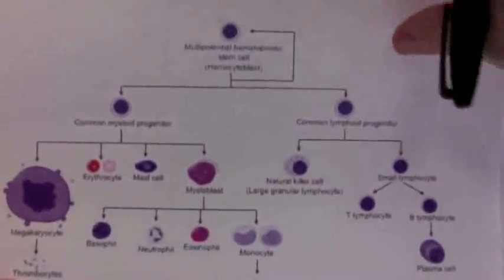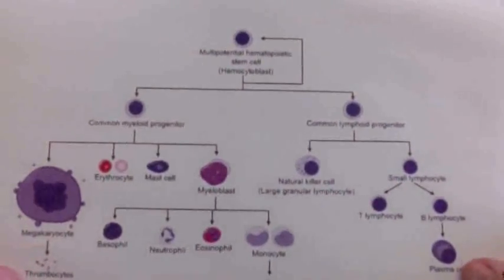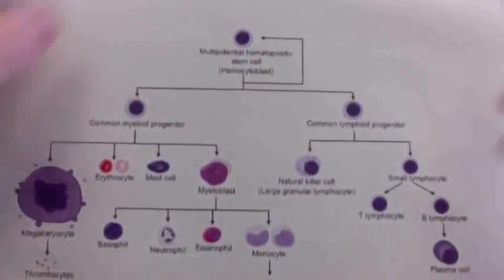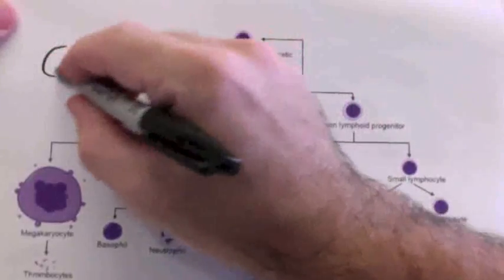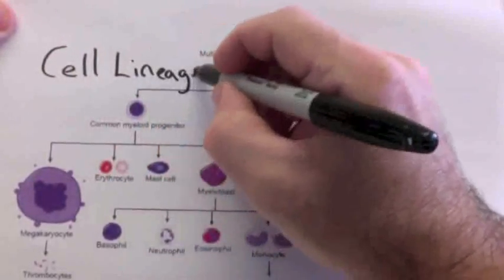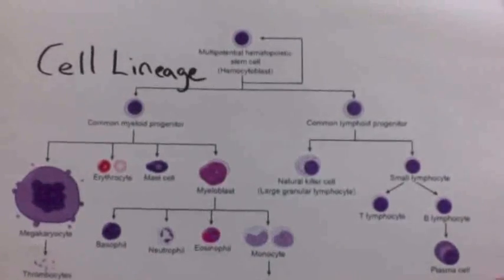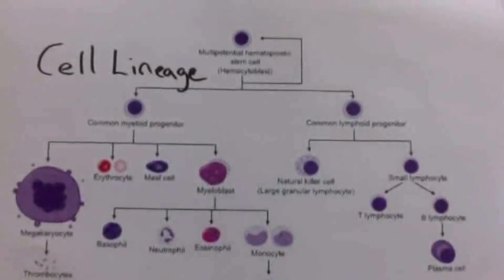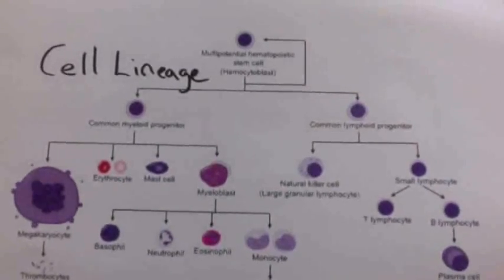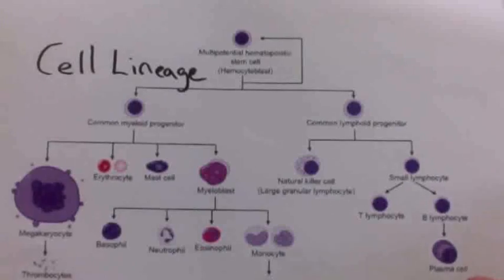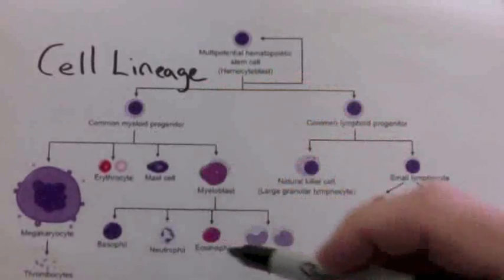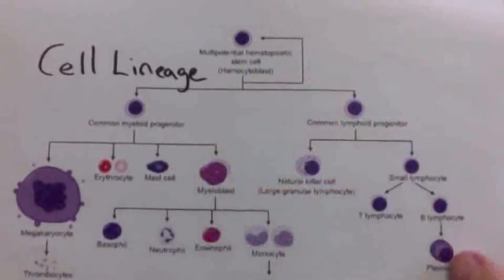So this is a picture, actually a simplified picture, of the cell tree, or what is called a cell lineage, of hematopoiesis. So a cell lineage is essentially like a family tree for a cell. So we have a cell at the top that is going to be the first cell of this stem cell. It can become many different types of stem cells. It gives rise to daughter cells, right, which give rise to other daughter cells, and so forth.